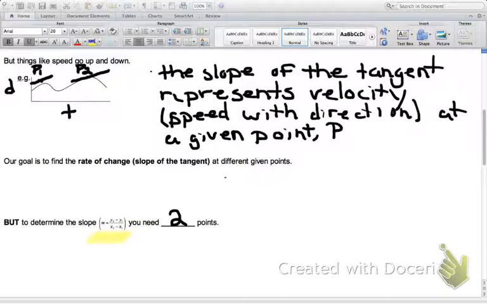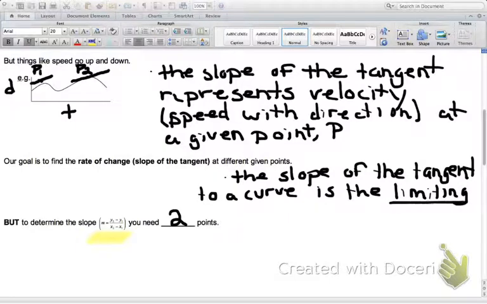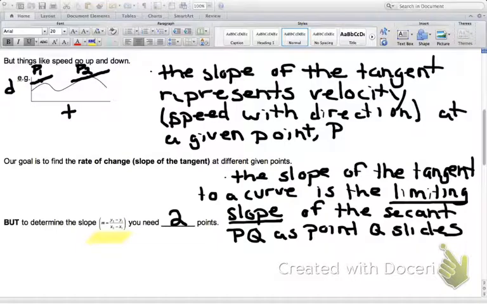Another thing I'd like you to note is that the slope of the tangent to a curve is the limiting slope of the secant PQ as point Q slides along the curve towards P.